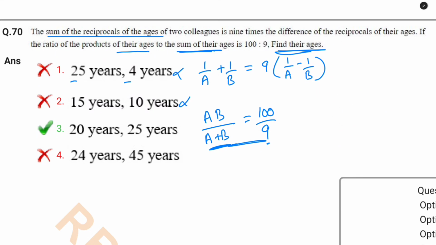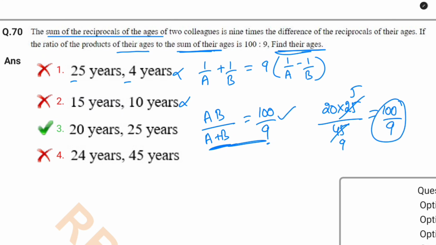Next option 3, 20 and 25. So A into B means 20 into 25 divided by A plus B means 20 plus 25, 45. 5 table 5 times, this will be 9 times. 20 into 500 divided by 9. So this is the option.